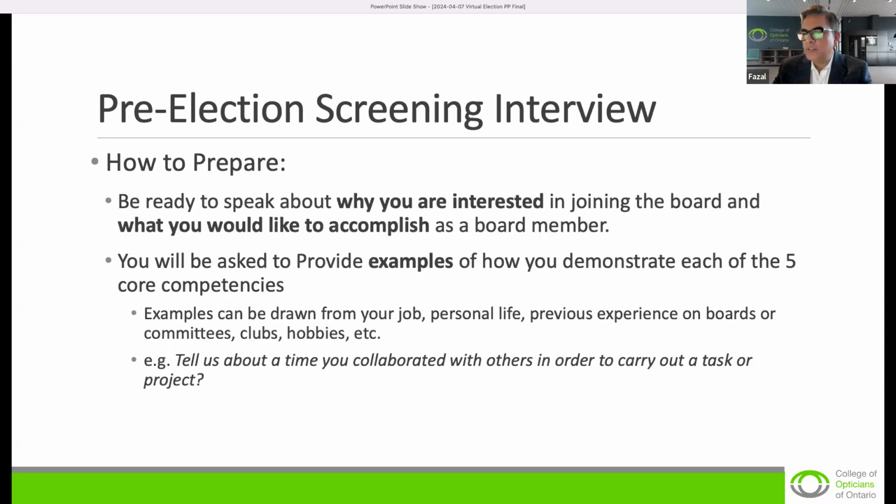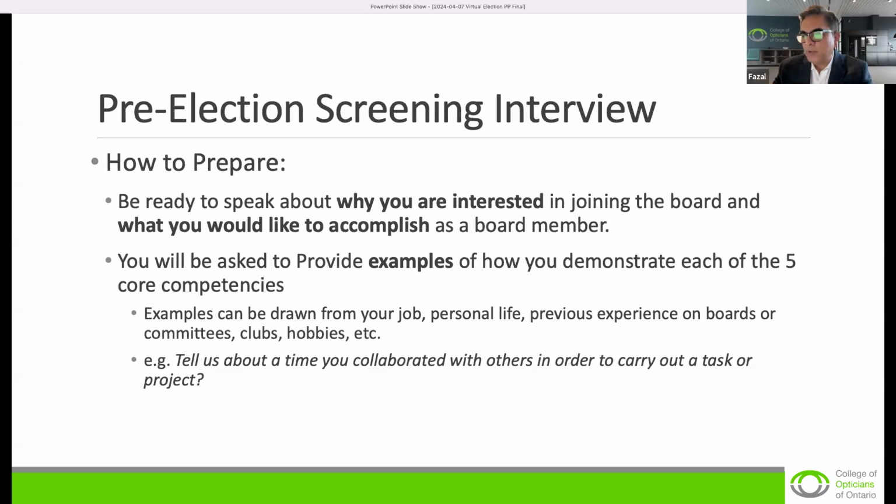So as I said, be interested to speak about why you're interested, and be ready to give some examples on how you would demonstrate those 5 core competencies. And they don't have to be all out of work. They don't have to be work-related examples. Draw from your job, your personal life, previous experience on other boards that you may have served on, clubs, hobbies, things like that. A lot of people get really stumped trying to find an example specifically out of work.